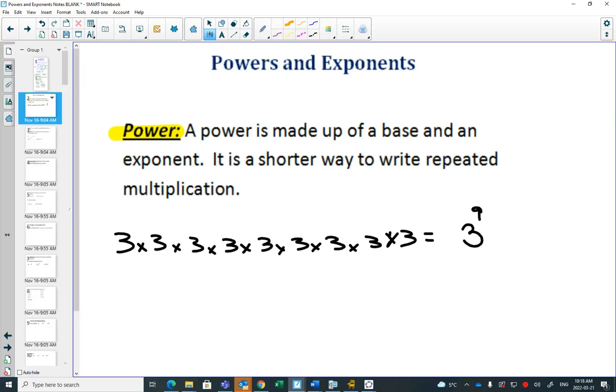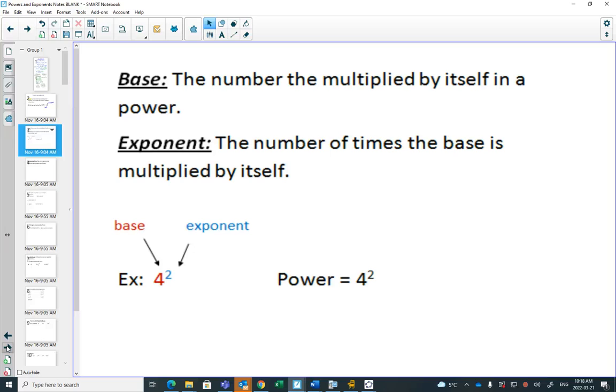So the 3 to the 9, it has a base and it has an exponent. We can label that. This is called your base part. This is called your exponent. The whole thing together is a power. Definition number 1. Definitions number 2 and 3, which we've already explained, are base and exponent.